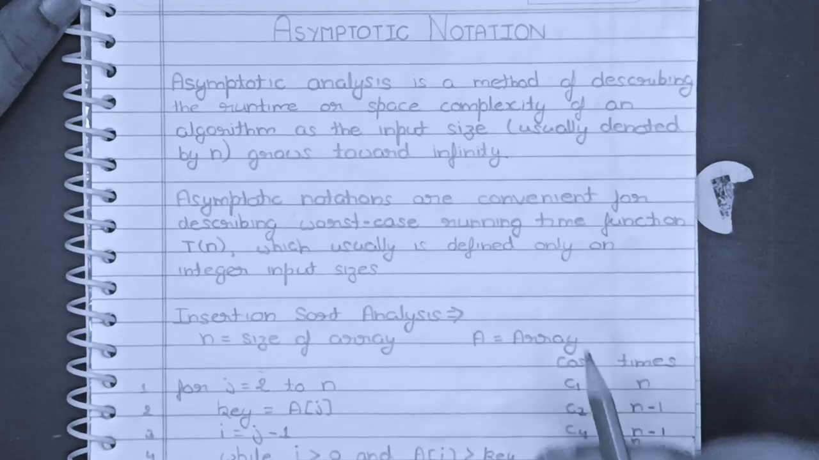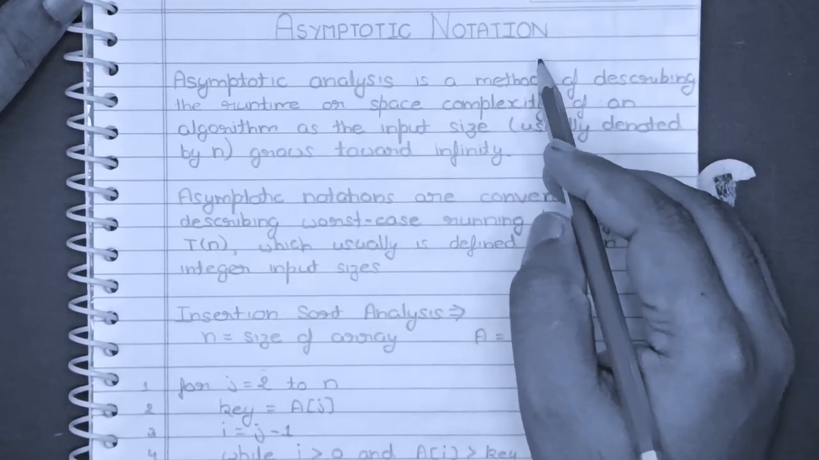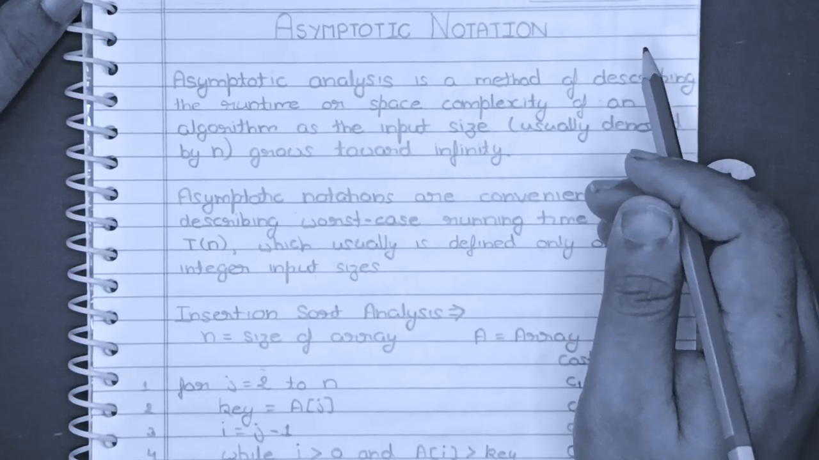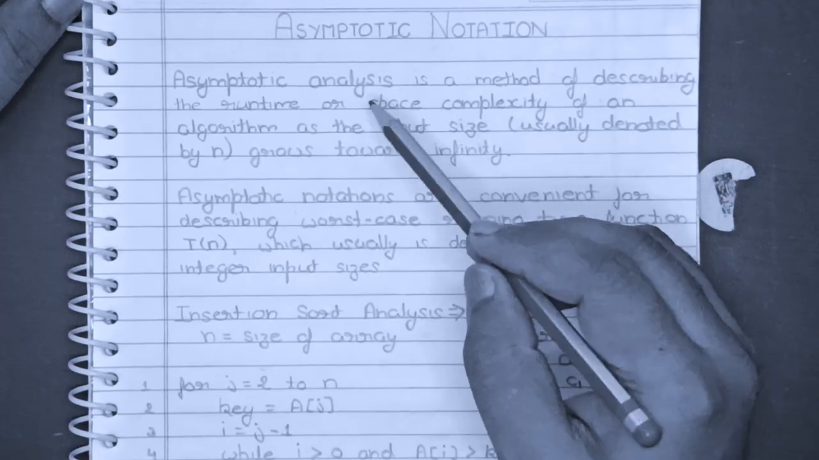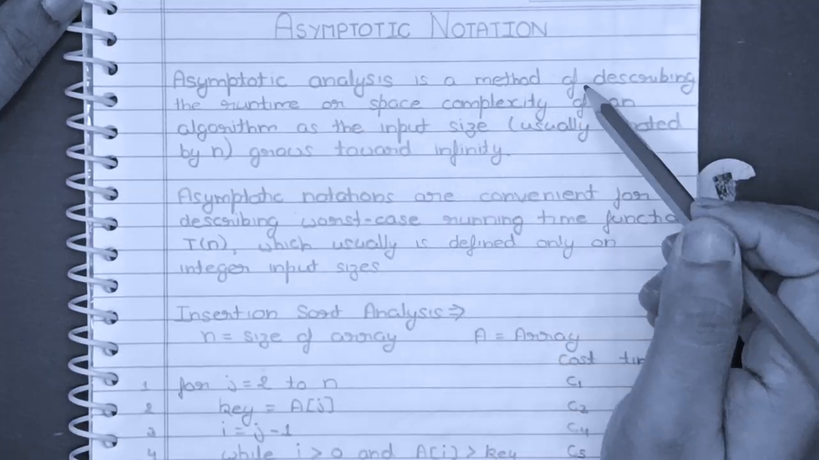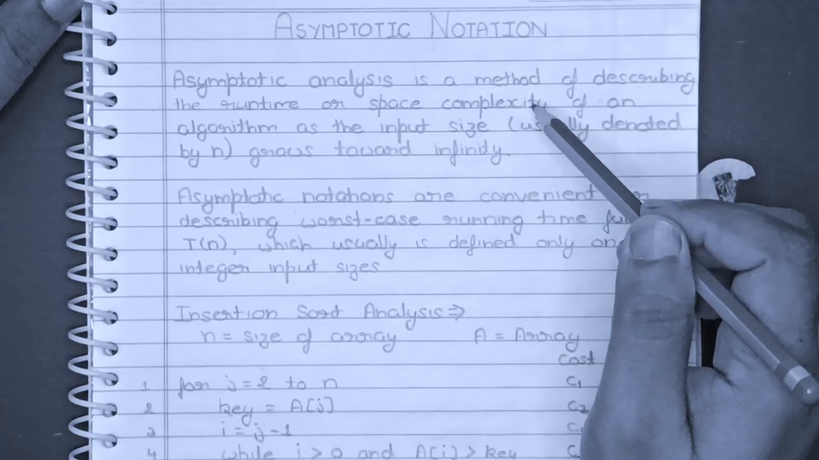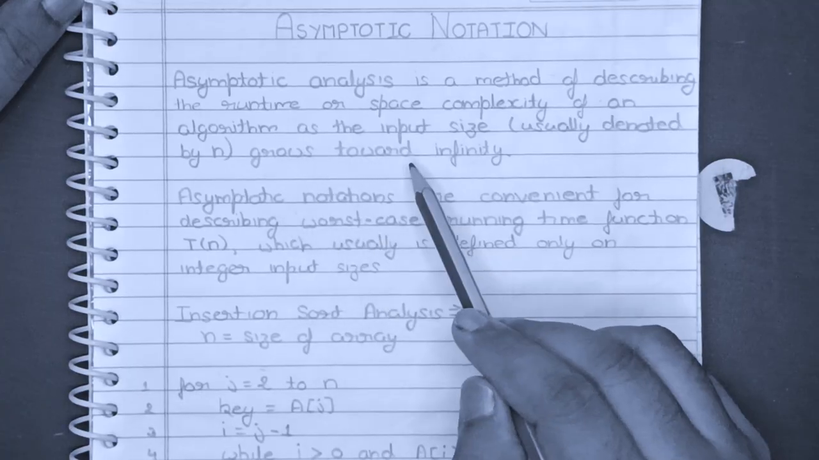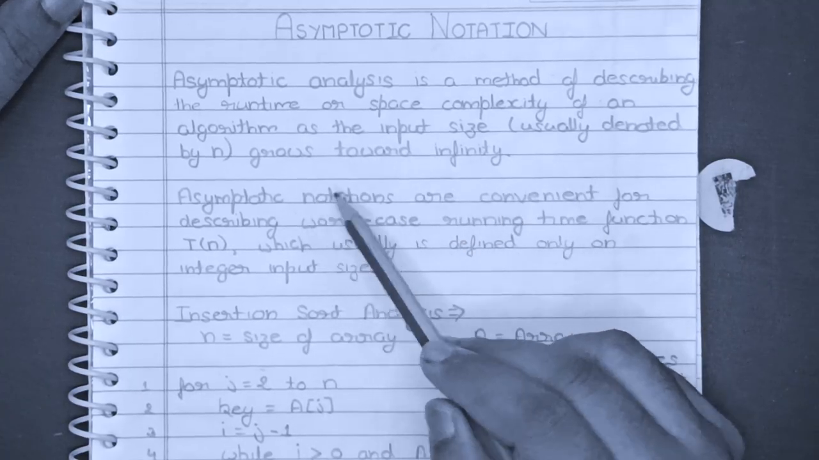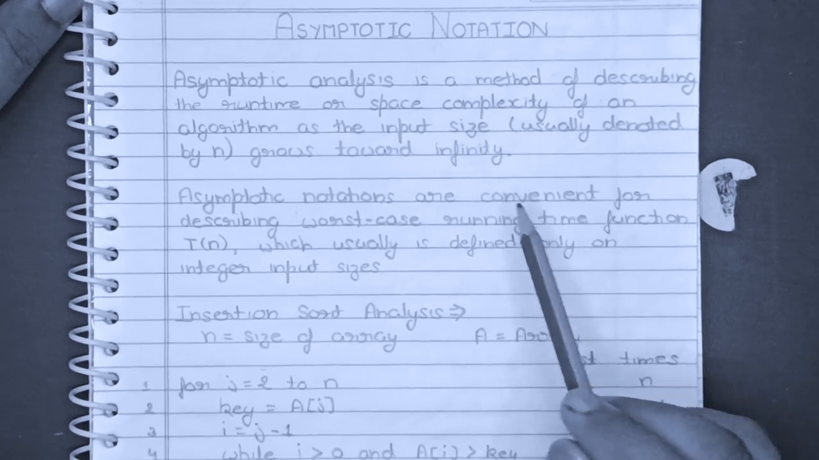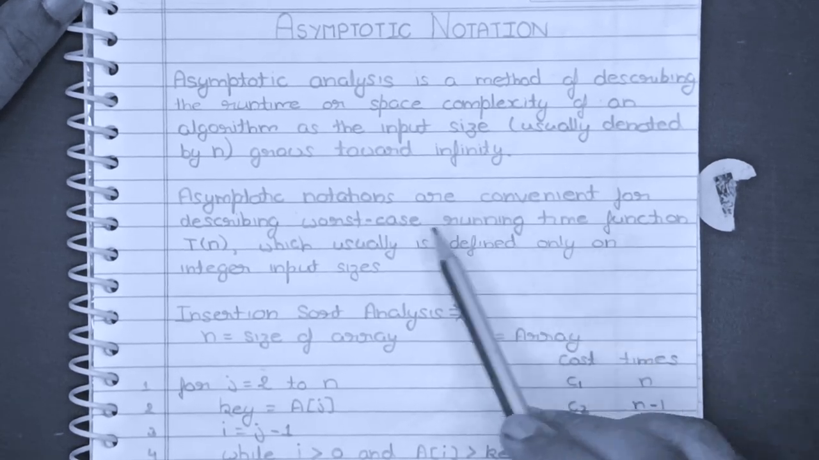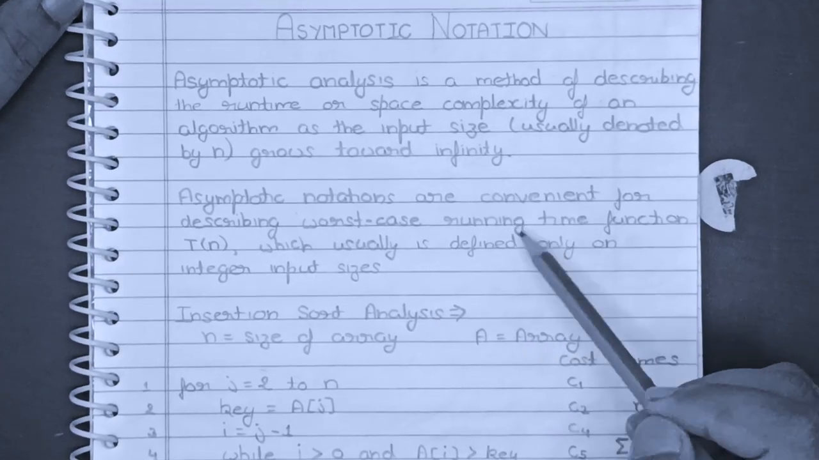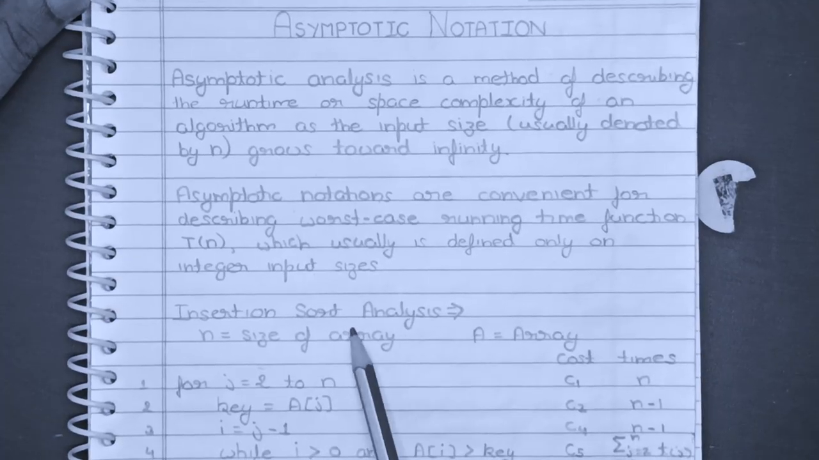In this video, we will be covering asymptotic notations, which is a measure of time and space complexity for an algorithm. So let's start without any further delay. By simple definition, asymptotic analysis is a method of describing the runtime or space complexity of an algorithm as the input size, which is usually denoted by n, grows towards infinity. And asymptotic notations are convenient for describing worst case runtime functions, which is usually defined only on integer input sizes. So to understand these definitions, we will take the example of insertion sort.